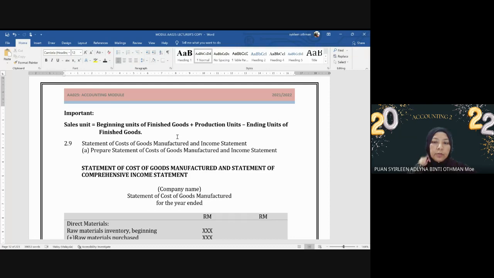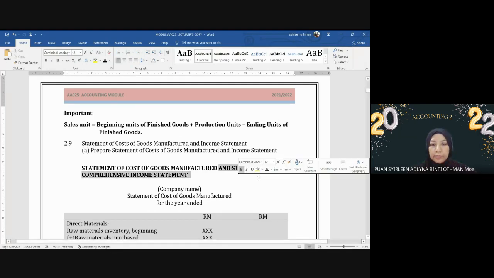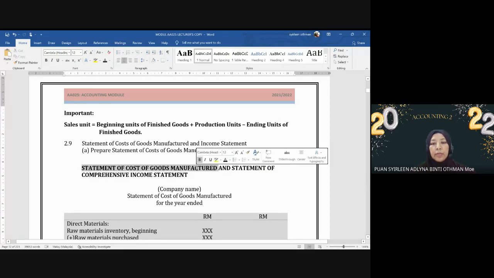Tapi sebelum you are able to prepare comprehensive income statement, okay, kita kena sediakan dulu statement of cost of good manufactured. Okay, yang ini AA015 tak ada sebab kita tak produce produk sendiri. We focus more on merchandise and services kan. So barang-barang tu yang dah siap kita jual balik.